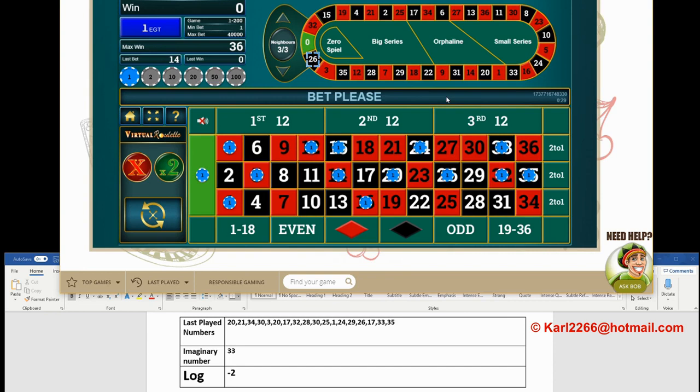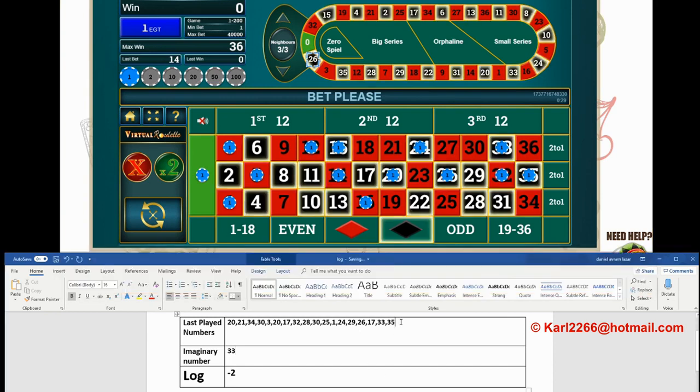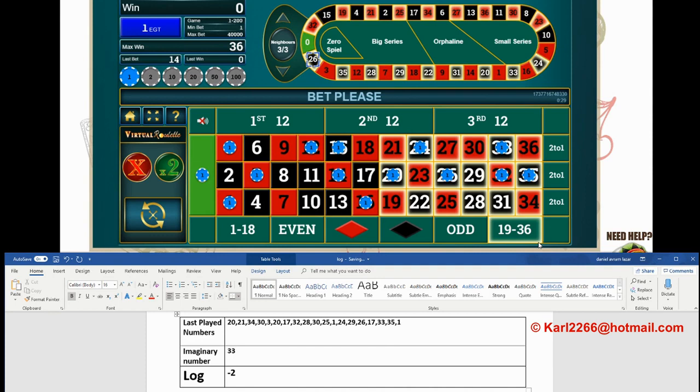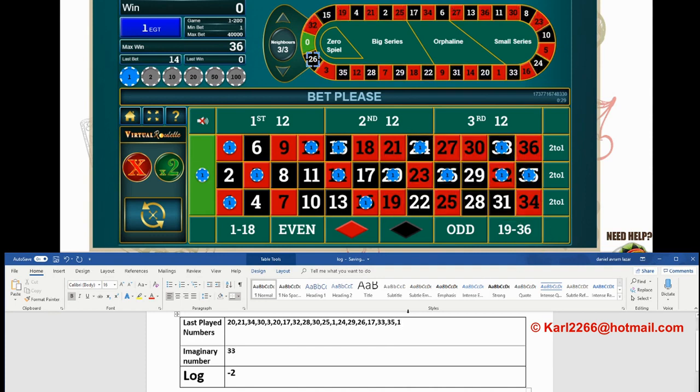Okay, after 35 a new winning number is number 1. Again, it's a win because it's near 33. So what do we do now when we got number 1 and minus 2? We cannot do minus 2 with 1, so we do plus. We got a new logarithm which is plus 2. So 1 plus 2 is 3. We got a new imaginary number which is number 3.